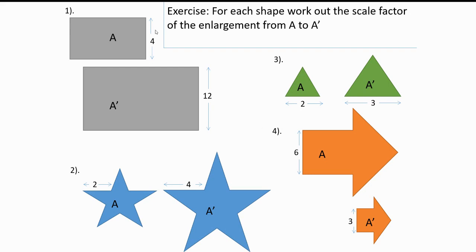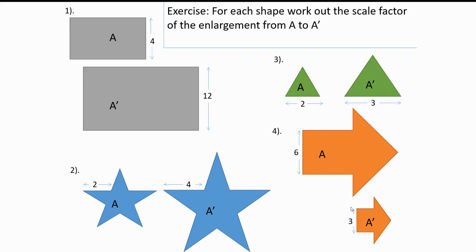Okay, so first thing is this is a scale factor of 3 because 4 times 3 makes 12. This one is a scale factor of 2 because 2 times 2 makes 4. Now this one, it's a bit tricky. What times 2 makes 3? Well, the answer is 1.5. Maybe you got that, maybe you didn't. Now, how to work it out would be take this one and divide it by this one. 3 divided by 2 is 1.5. Just check it works for the other ones. 4 divided by 2 gets us 2. 12 divided by 4 gets us 3.